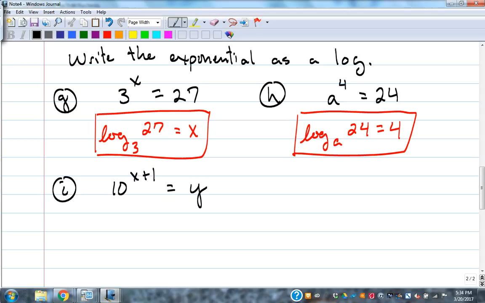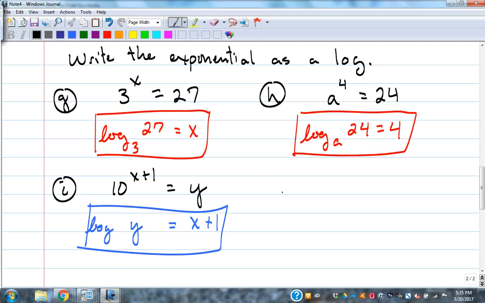10 to the x plus 1 is equal to y. I'll rewrite that as a log. And we know that's log base what? 10. We don't write the 10 there. We just know it's there. We're not doing anything else to it at the moment. We're about to evaluate some, but right now we're just rewriting them.